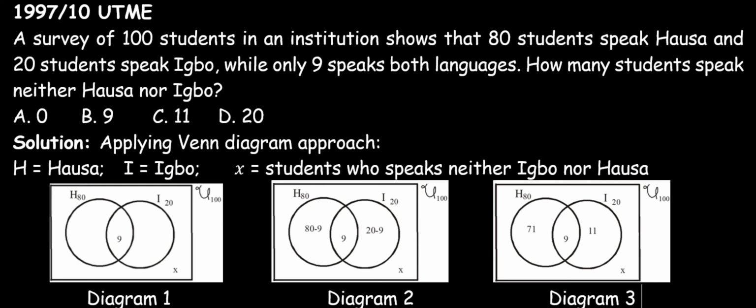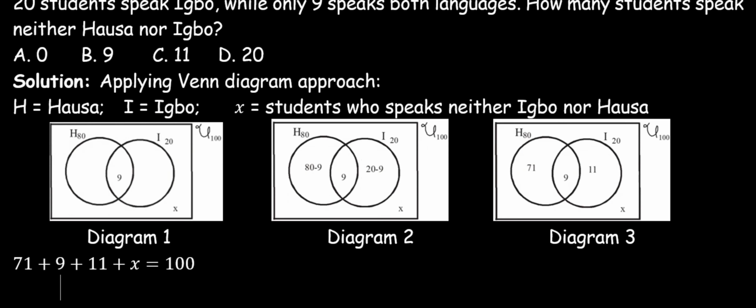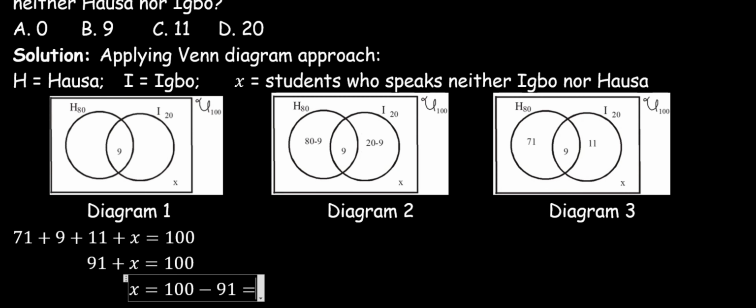That now leads us to the second diagram, where we subtract 9 from those who speak Igbo and 9 from those who speak Hausa. From that very diagram, we can now start solving by equating that everything within the universal set and the circles are all equal to 100. When we subtract 9 from 80, you have 71. When we subtract 9 from 20, we have 11. Please take note, from the third diagram, we now equate 71 plus 9 plus 11 plus x equals 100. And we start solving. That implies 91 plus x is equal to 100. From here, we have x is equal to 100 minus 91, which is equal to 9. And that is the number of those who speak neither Igbo nor Hausa. Please, readers can try the formula method.